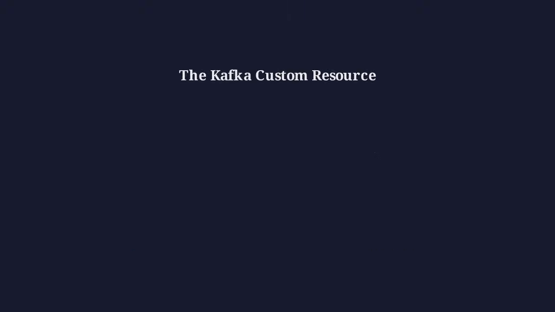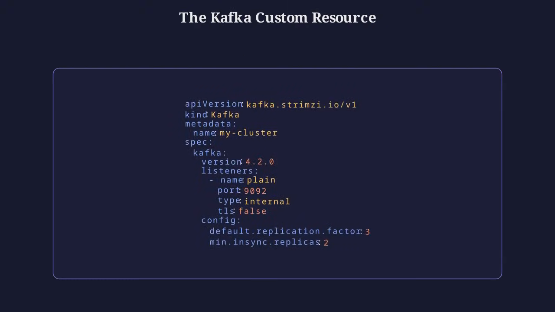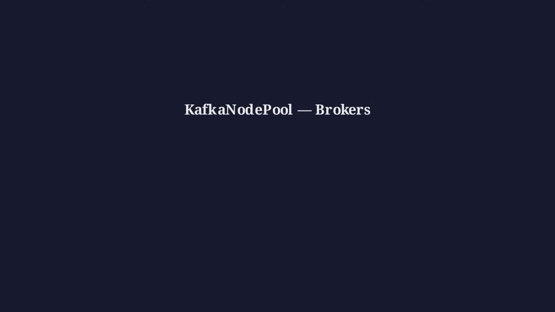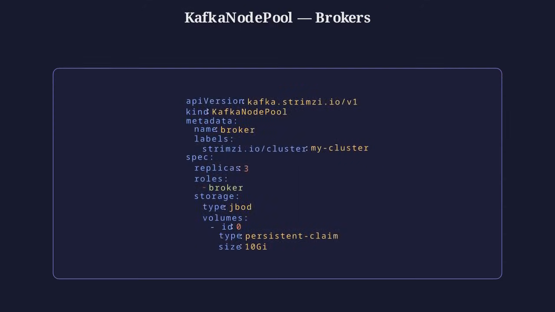The Kafka resource configures the version, listeners, and global parameters like replication factor and min insync replicas. Notice we set replication factor to 3 and min insync replicas to 2. This guarantees durability even if one broker goes down. The first KafkaNodePool defines the broker pool, 3 replicas with broker role and JBOD storage of 10 GB.